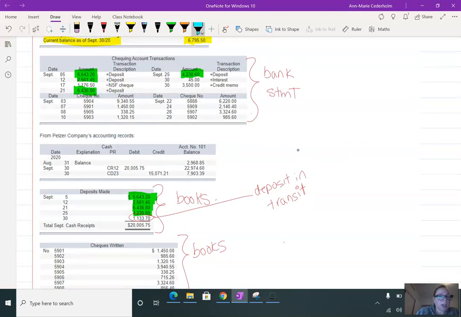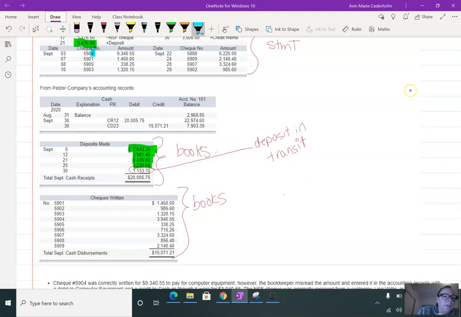here where I see check number 5904 for 9340.55. So I do see that it did clear the bank, but it's the wrong amount. So I'll have to deal with that later. I'm just looking at clearing the bank right now. So I'll just put a circle around this because they're not agreeing in the amount. But I won't worry about that. Again, I'm just making sure that it cleared the bank account.